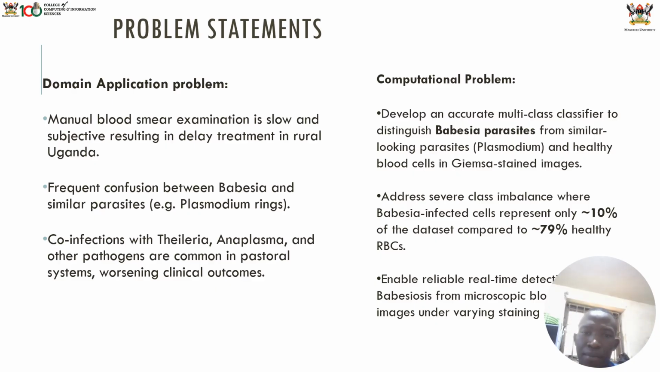Then the second point is the major class imbalance, which is also a difficulty. Babesia infected cells make up only 10% of our images, while the healthy ones dominate 77%. This imbalance makes it easy for the model to become biased towards the majority class and perform poorly on the critical Babesia class. Then thirdly, the system should be able to perform reliable real-time detection of Babesia when the images come from different laboratories with varying stain quality, and this adds a layer of complexity to building a generalized model.